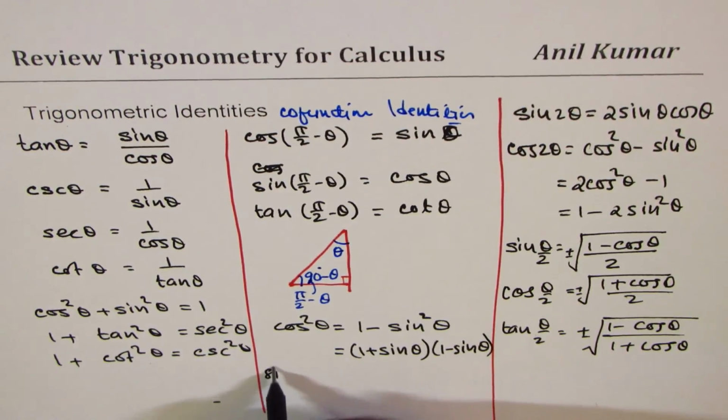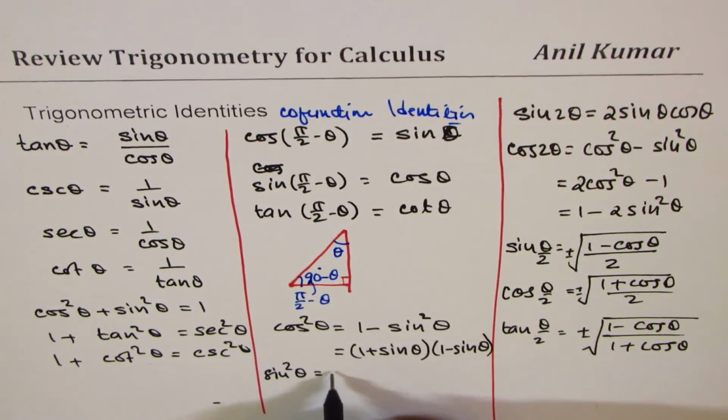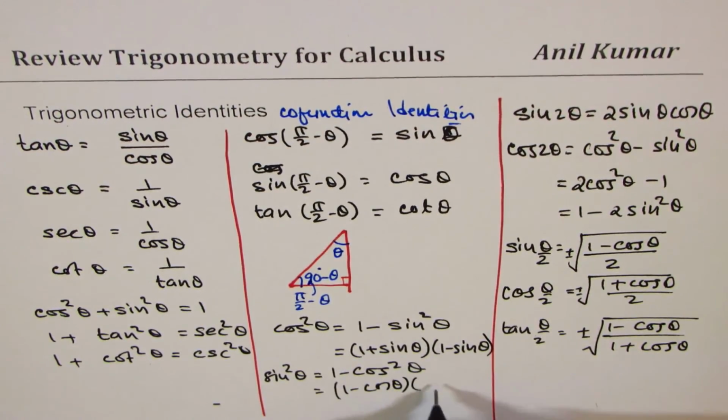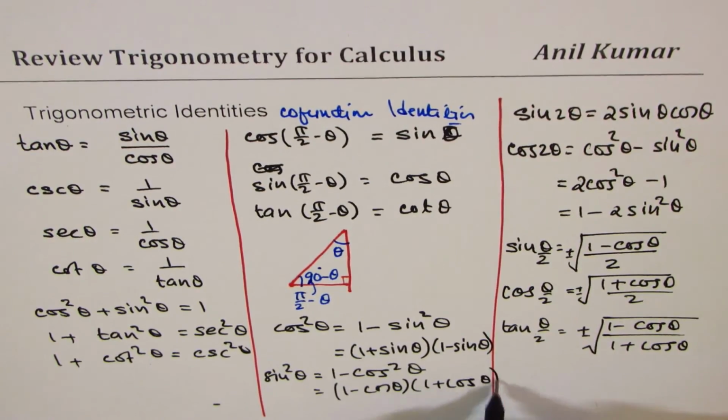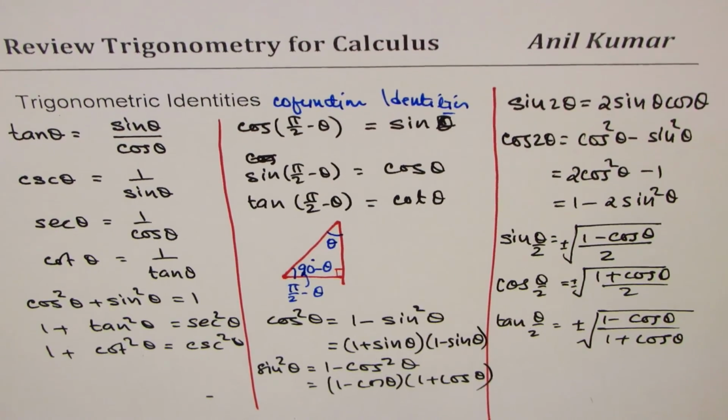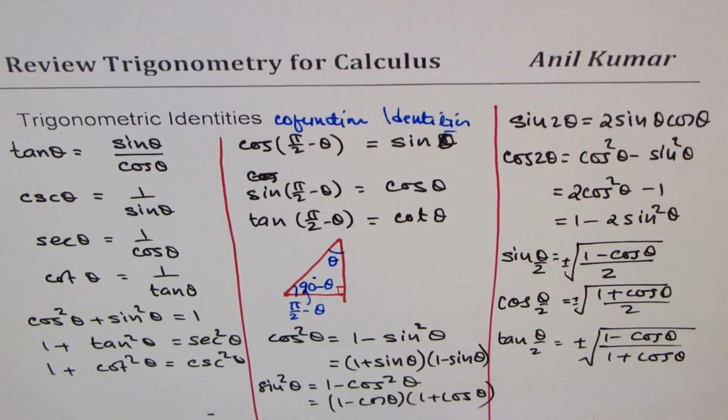So I hope you get the variety, right? Sine square theta could be written as 1 minus cos square theta, which is 1 minus cos theta times 1 plus cos theta. Correct? So you could arrange them in this fashion and use these identities in solving trigonometric equations. Now let's take up examples of a few trigonometric equations.